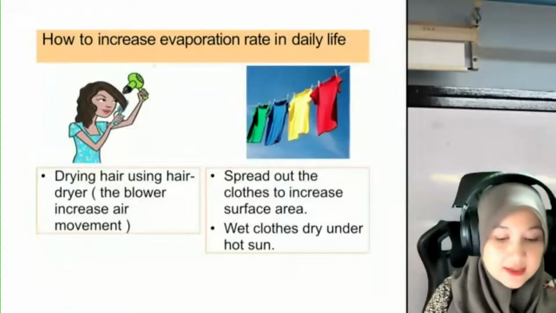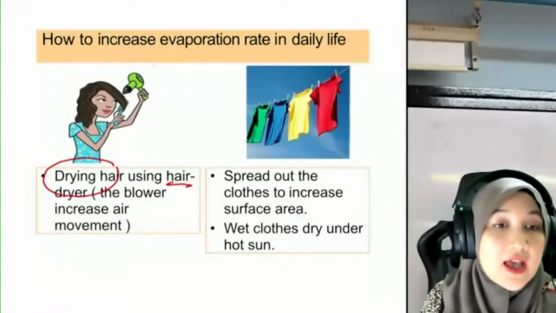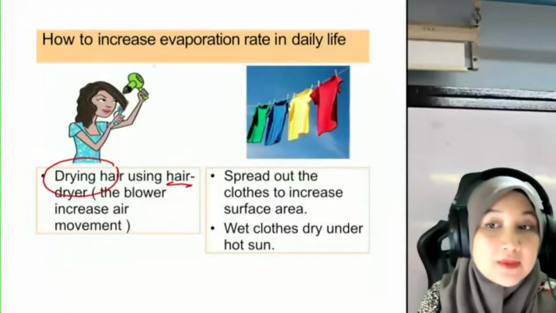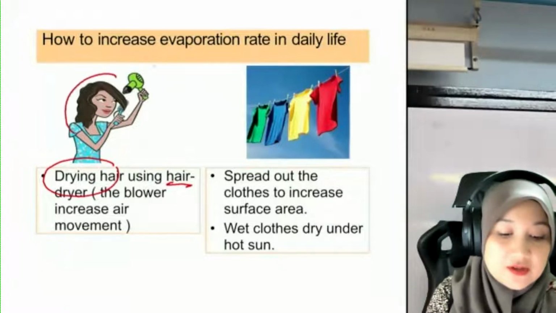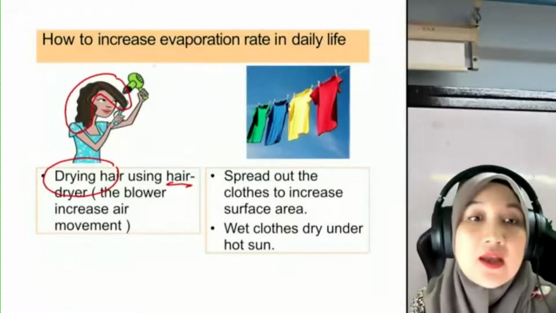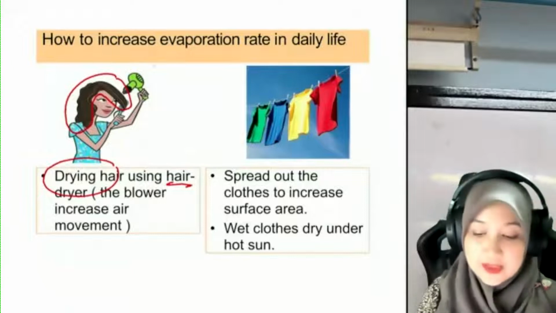Okay, in here, if we are drying hair using a hair dryer, the hair dryer will blow the air and make the air movement become faster. So it will increase the rate of evaporation of your hair, and then your hair gets drier in a shorter time. All right.